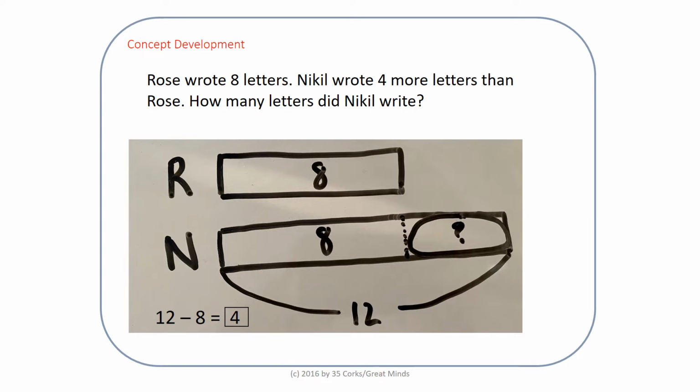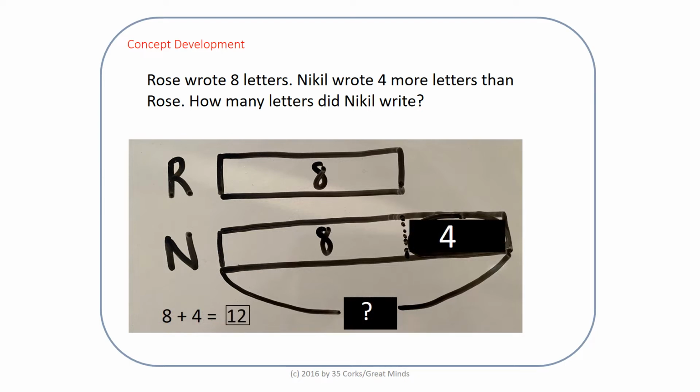We know because you have to add Rose's 8 letters and then 4 more. You can look at the tape diagram on the chart, and Nikhil has the same 8 letters as Rose plus 4 more letters.